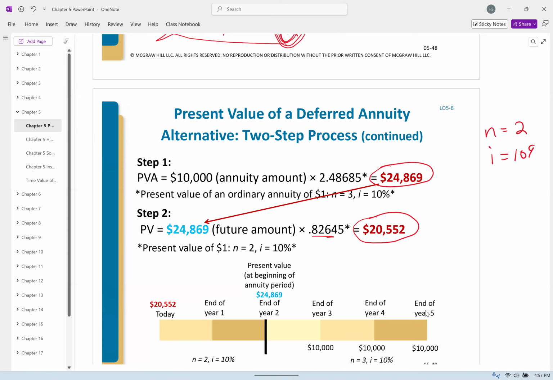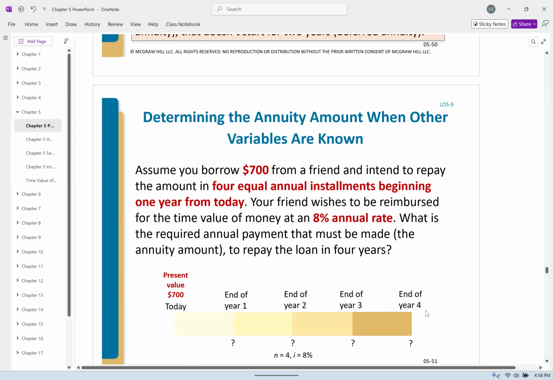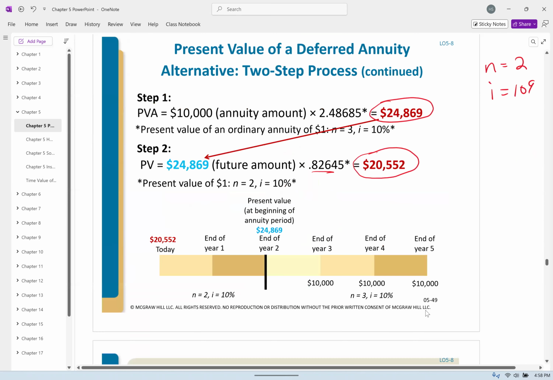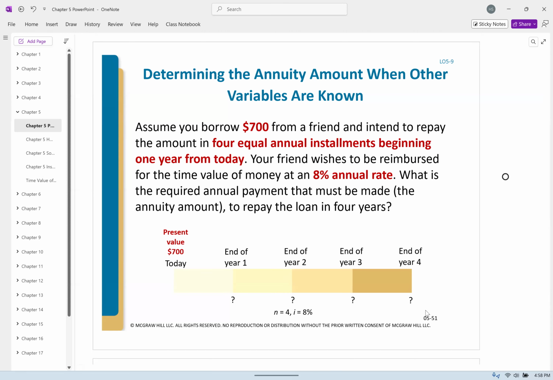Timelines are your friend when you're doing time value of money. Just in case you get a little confused, it's easy to read the timeline and make sure that you're doing the right thing. Okay. All right. We have a little concept check there. Let's see. All right, I think I'm going to stop the video and I will pick up on this slide in the next video.